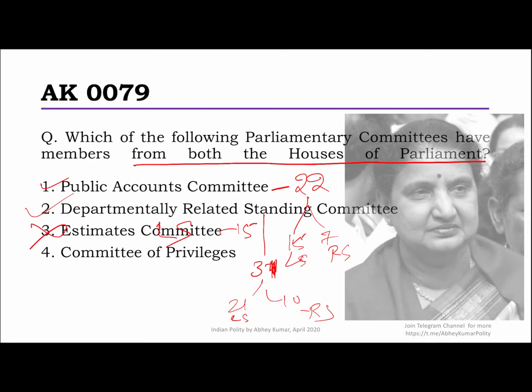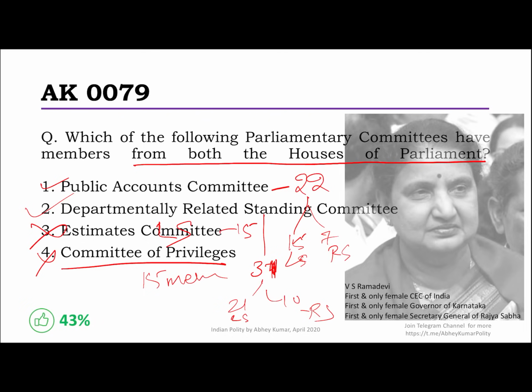Then the Committee of Privileges, this belongs to each house, and for each house there is a separate committee of 15 members. So in a specific committee of privileges, you'll have the members only of that particular house. So this is also not a correct option here. So the correct answer should be 1 and 2 only.